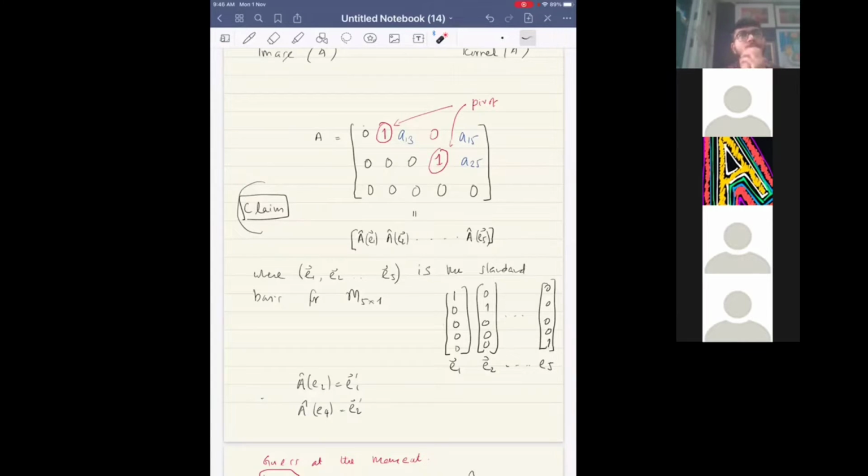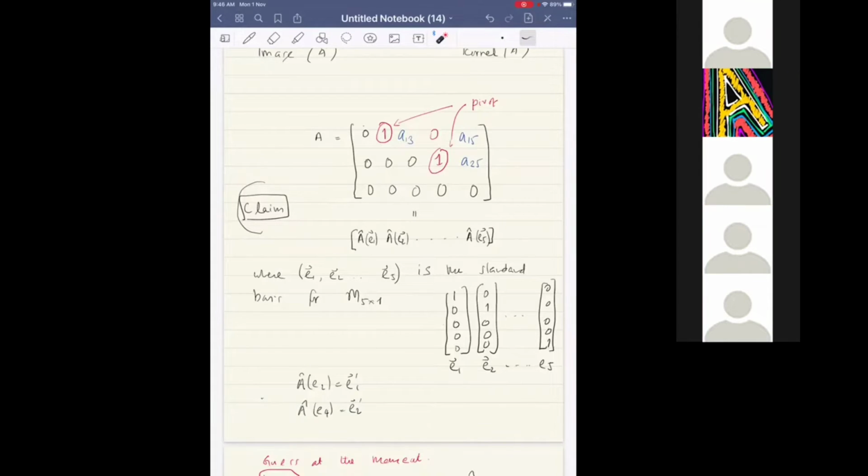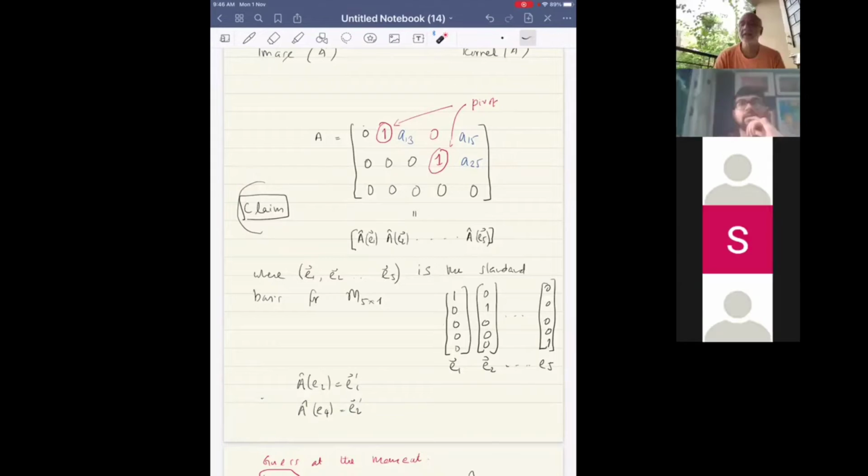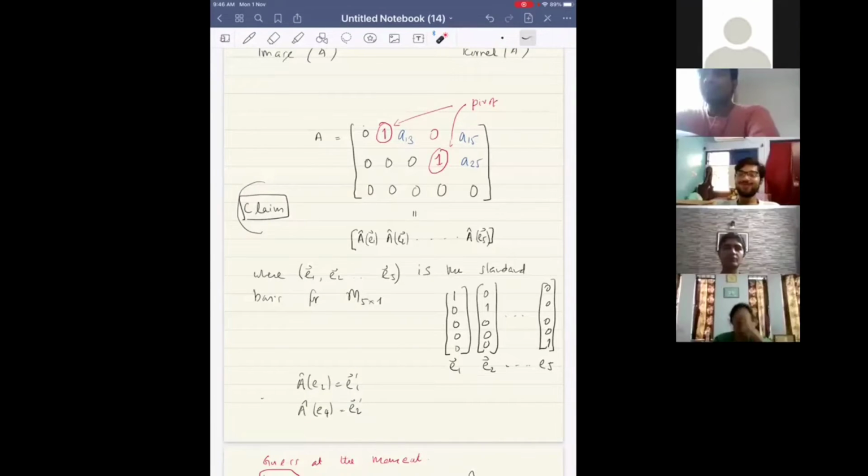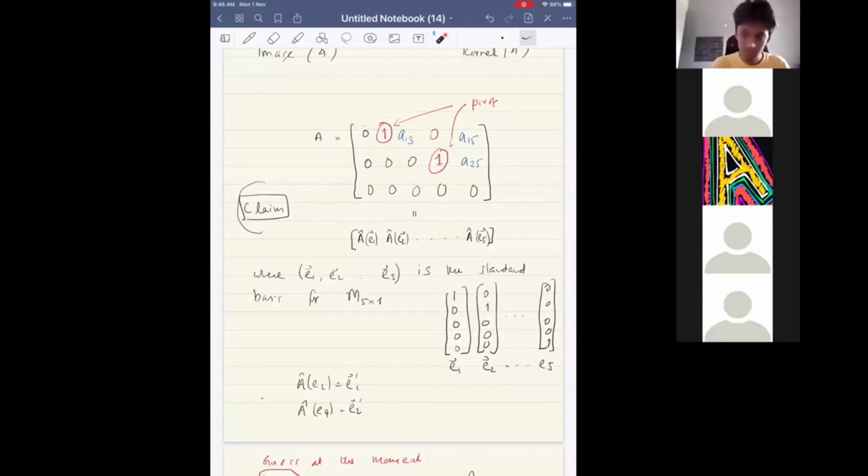Siddhant, you look puzzled. Are you okay with this? Yes, sir. Yeah. Okay. No. It's good to see people's faces, because then I can kind of, first of all, I know I'm actually talking to not a dog. Yeah. Okay. Great.